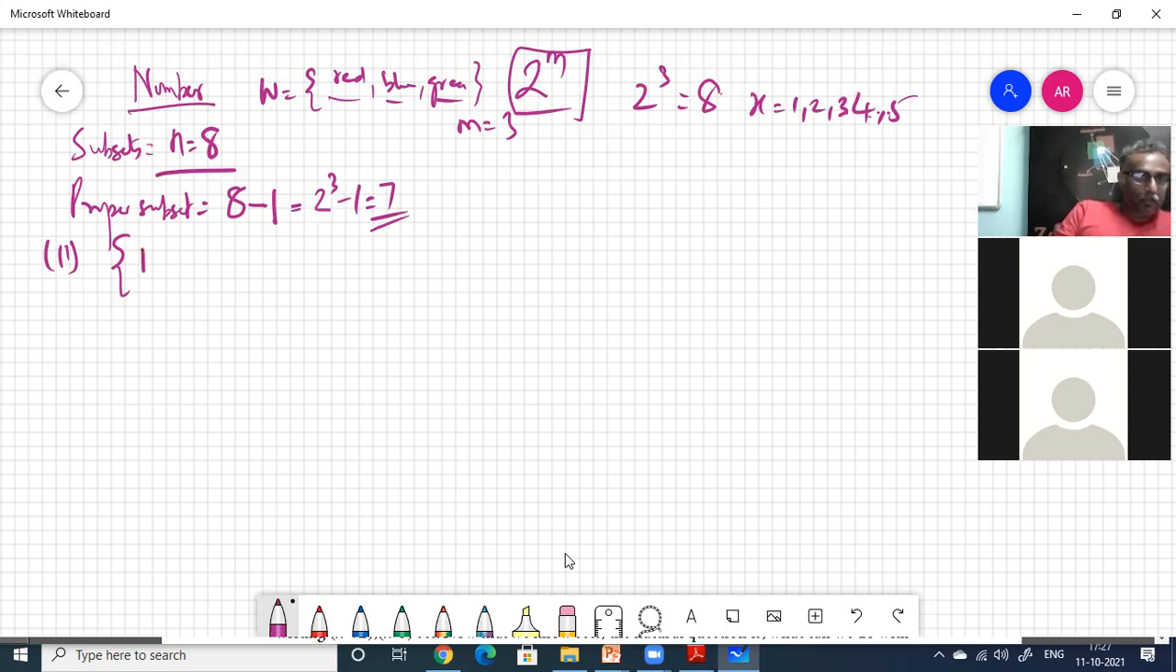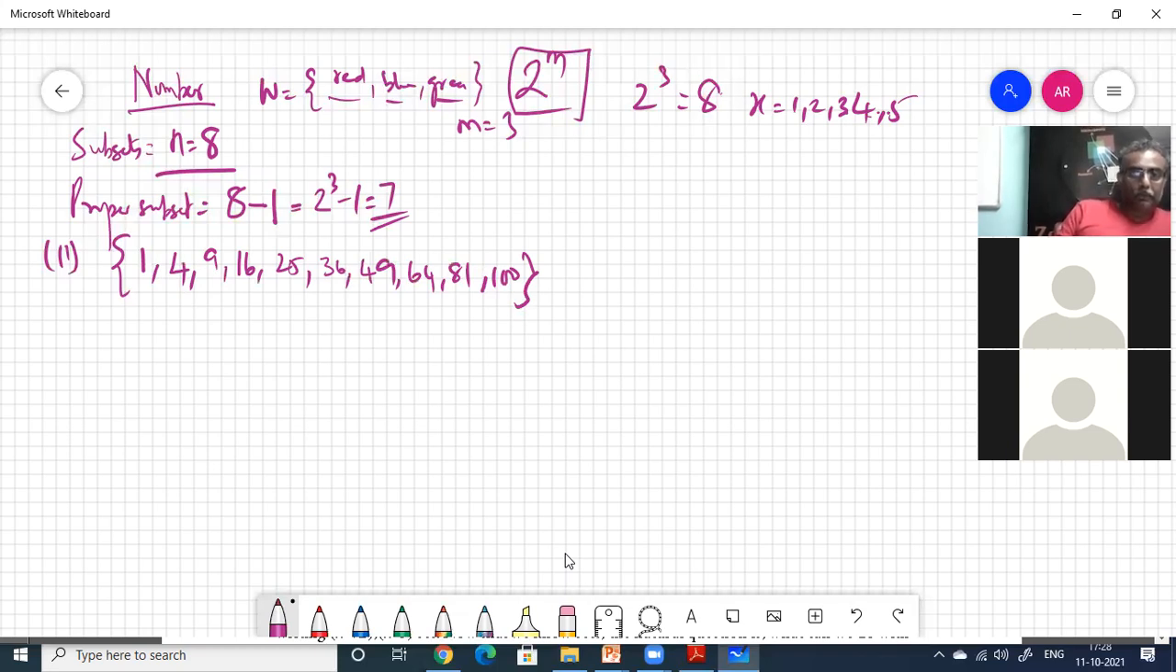1. Then 2 squared is 4, 3 squared is 9, 4 squared is 16, next 25, next 36, 49, 64, 81, 100. Why are you including 100? Because it is less than or equal to 100. So how many members are there?